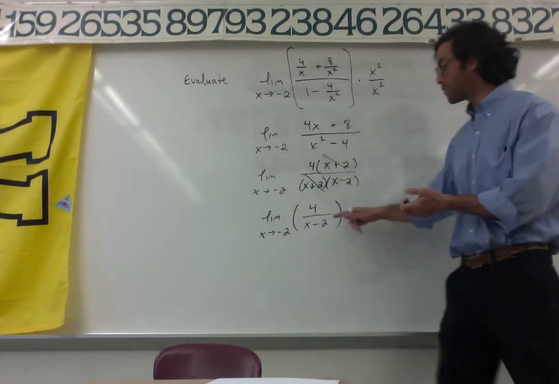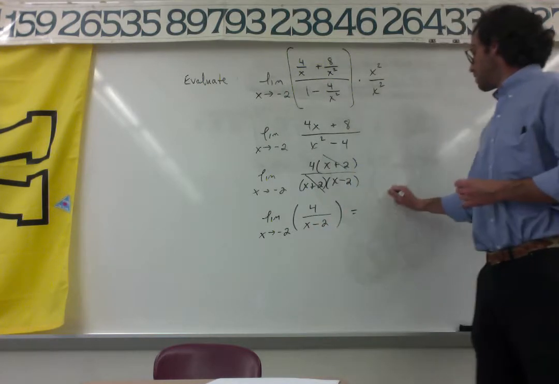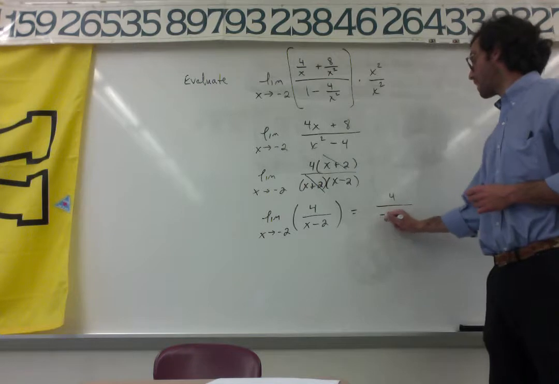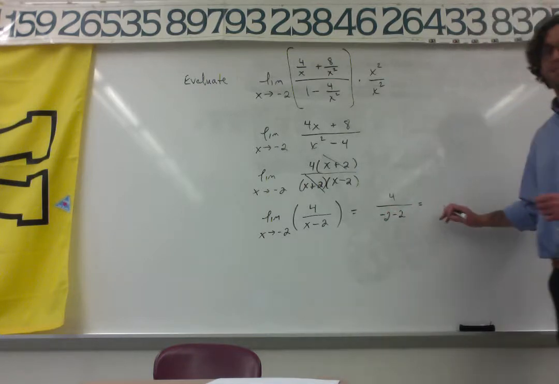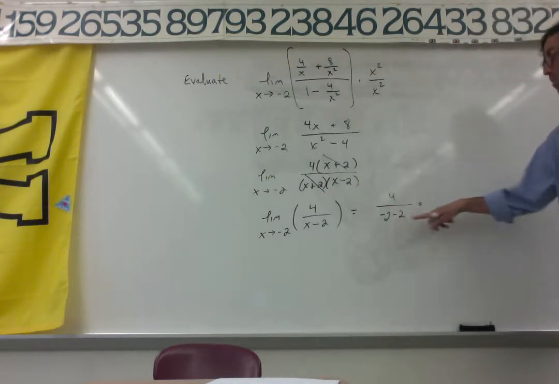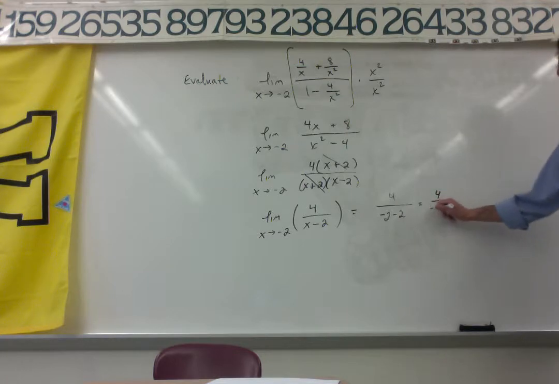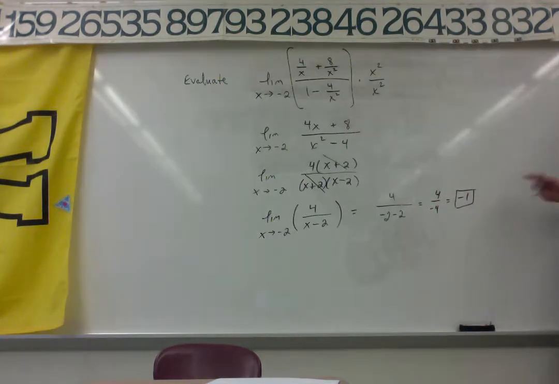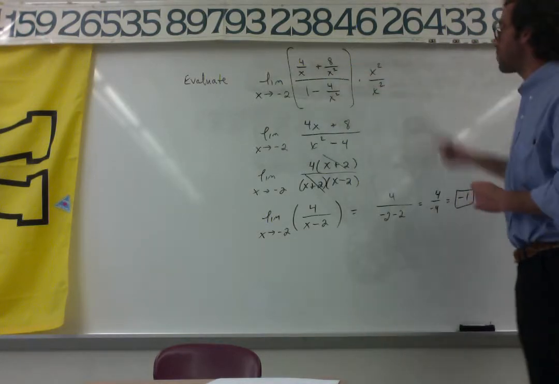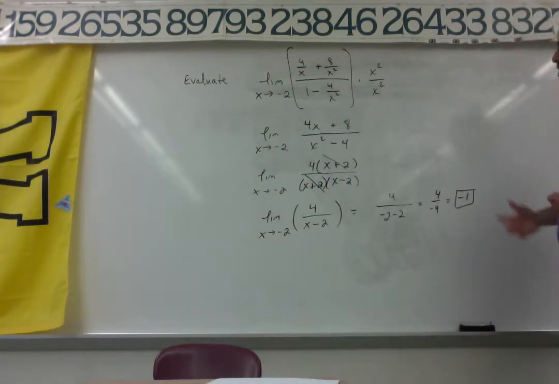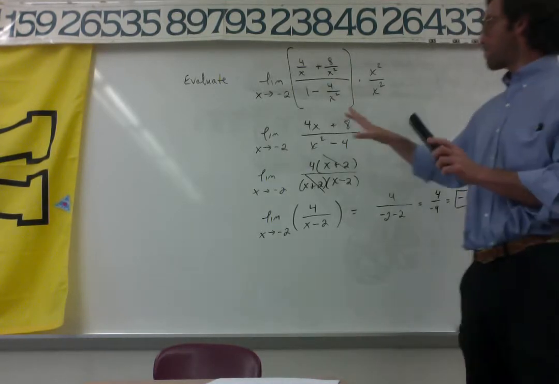Now, if you plug in -2 for x, we get 4 divided by -2 minus 2, which is 4 divided by -4, which is -1. All right? So the answer to this problem is -1. This means that on the graph, when we check our graph, as x approaches -2, y is going to be approaching -1.